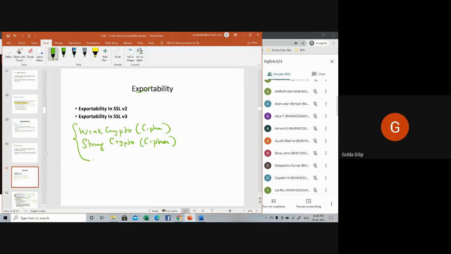Generally we say the larger the key size, the stronger the cipher, or the stronger the crypto. A weak cipher means the key size is less than 128 bits. If it is less than 128 bits, we call it a weak cipher or weak crypto. If it is more than 128 bits, we call it a strong cipher or strong crypto. So the larger the key size, the stronger the cipher. It all depends on what type of key is being used.